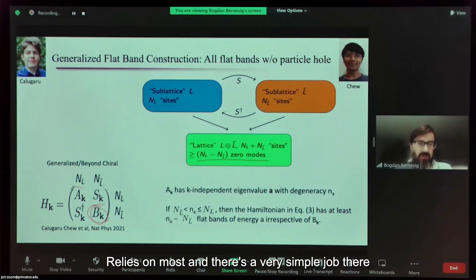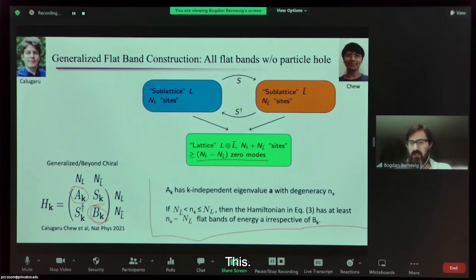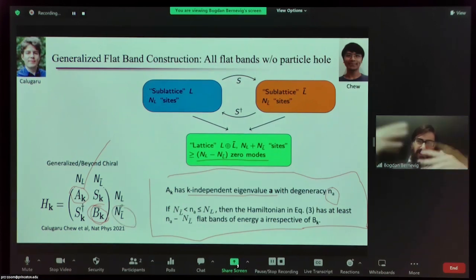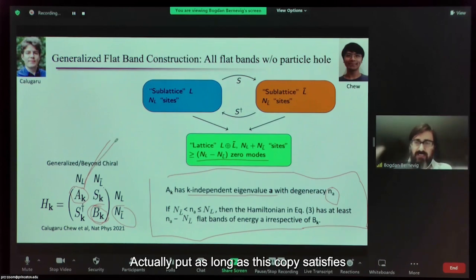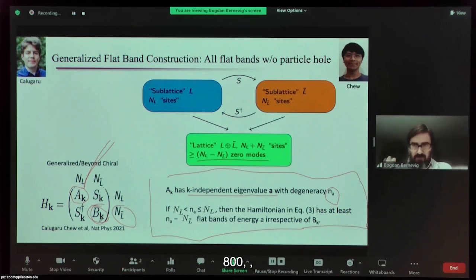And then you can actually put even hopping within the L lattice, as long as this hopping satisfies a constraint: this hopping here has to itself have a flat band, i.e. a k-independent eigenvalue, and the degeneracy of this eigenvalue has to be larger than N_L tilde. Okay? So in effect, you can do a concatenation construction where you build more and more lattices. Here I could put another bipartite lattice, etc. But the moral of the story is that you don't need chiral symmetry. Certainly, you don't need chiral symmetry in the spectrum of the lattices.